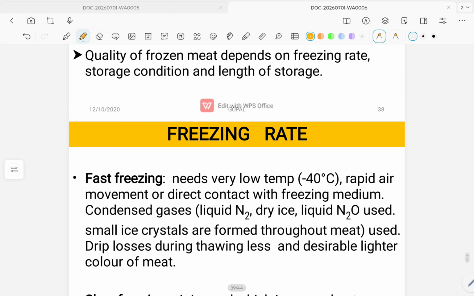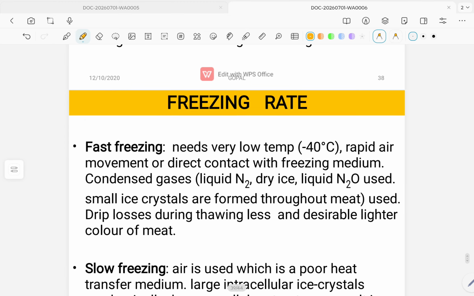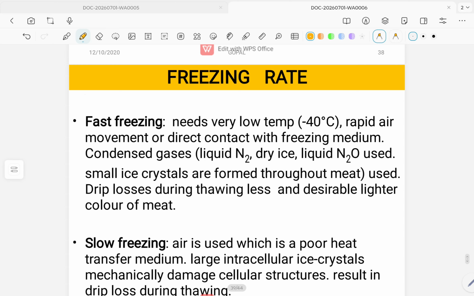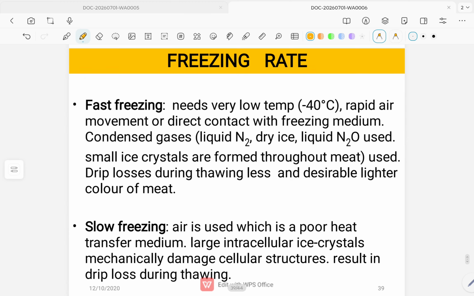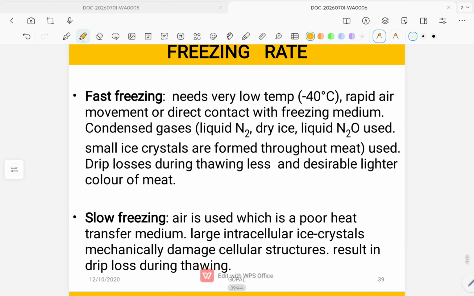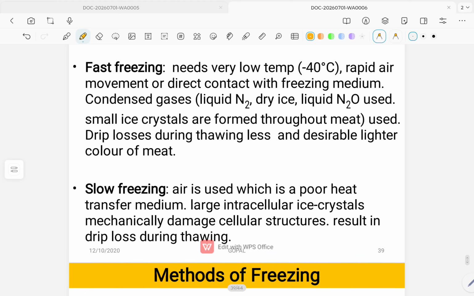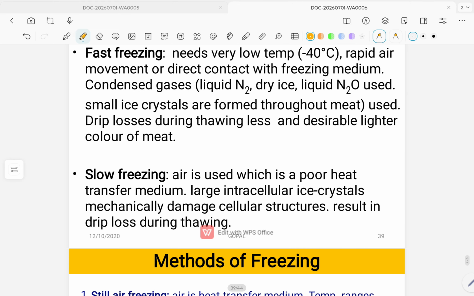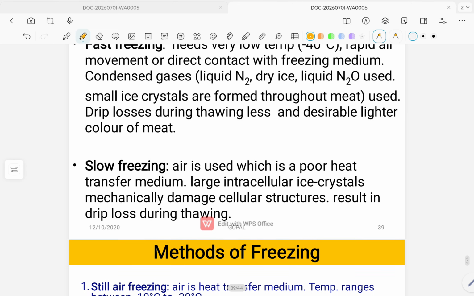Freezing rate. Fast freezing needs very low temperature, -40 degrees Celsius, rapid air movement or direct contact with freezing medium. Condensed gases, liquid N2, dry ice, liquid N2O are used. Small ice crystals are formed throughout meat, so drip losses during thawing are less and meat color is desirably lighter.